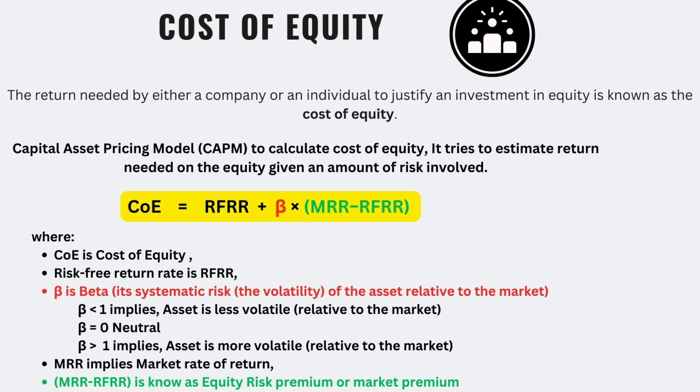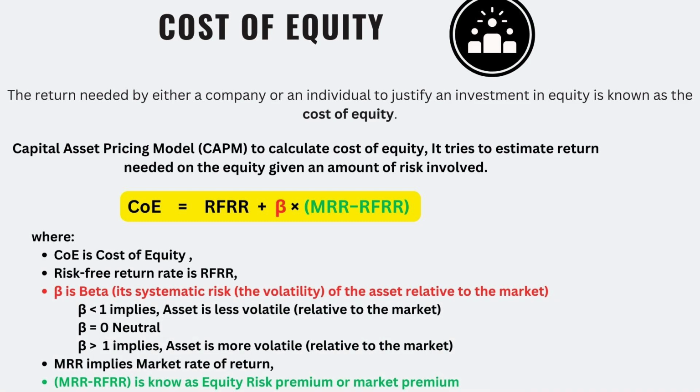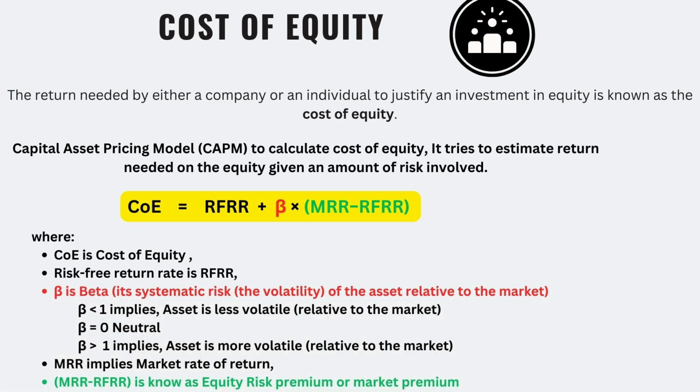These are cost of equity and cost of debt. Cost of equity is nothing but the return that the company needs to generate on its equity for the investors to justify their investment. One well-known method, the capital asset pricing model, is used to calculate the cost of equity. Basically, this model tries to estimate the return needed on equity given the amount of risk involved. Now the following equation can be used to calculate the cost of equity.